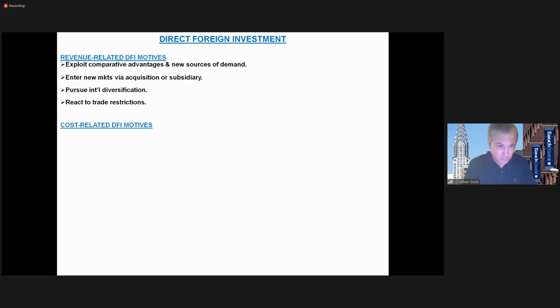What about cost-related motives? Well, as we said, you want to exploit foreign production factors like inexpensive land, labor, capital, or technology. You want to respond to foreign exchange changes. Suddenly the yuan is strengthening tremendously and you've seen your profit margins compressed by 15%. You might explore moving your production capacity from Shenzhen in China to Malaysia, for example, or to Vietnam, for example.